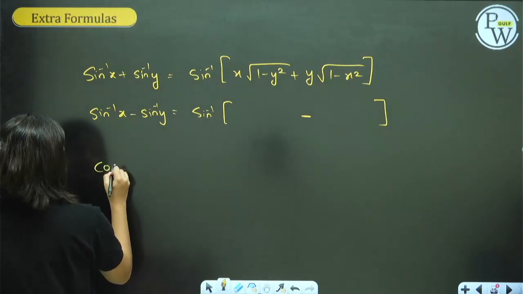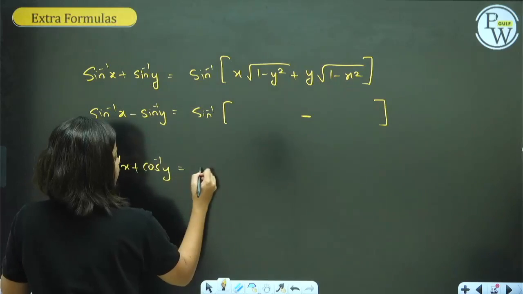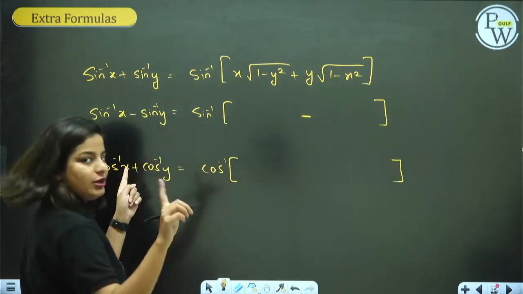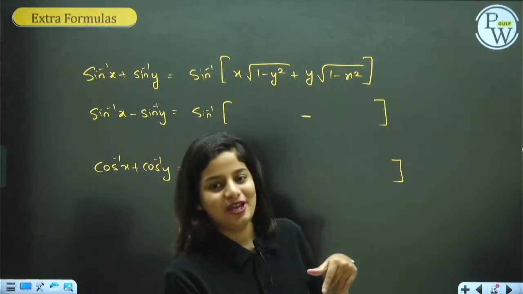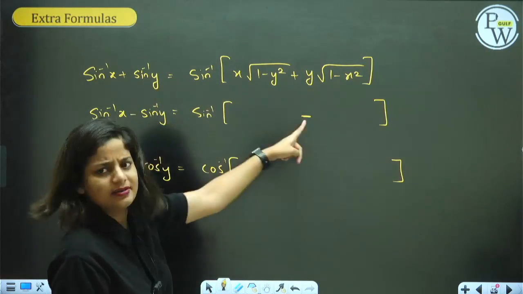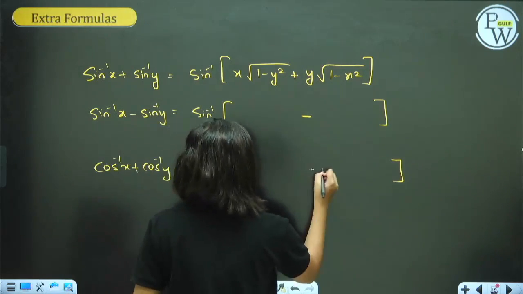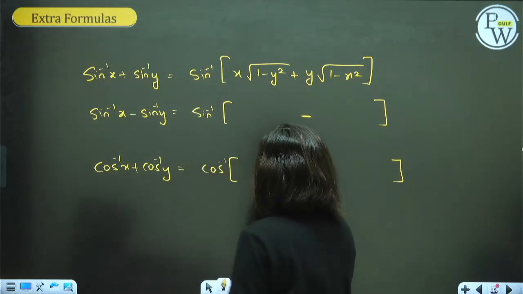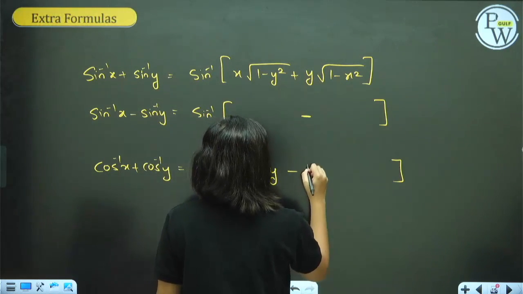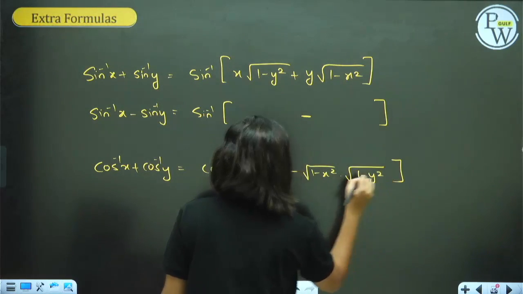And for cos inverse x plus cos inverse y, it is cos inverse of, now you know, c for cos, c for change, s for sin, s for same. So in sin the formula, the sign is same, plus plus, minus minus, but in cos, if there's a plus here, it will change to minus, right? And the formula also changes a bit. It's xy minus root of 1 minus x square into root of 1 minus y square.